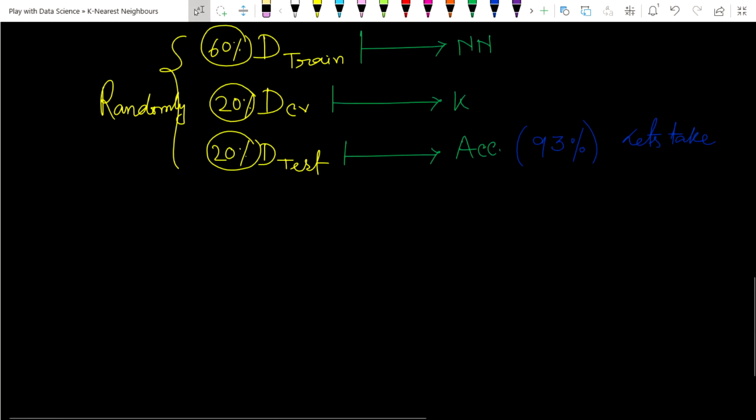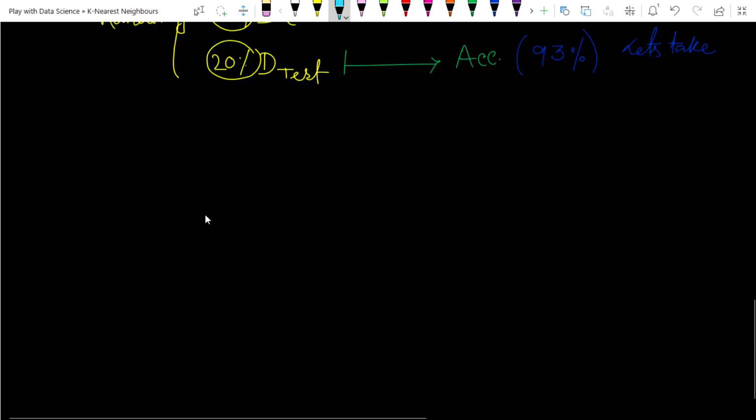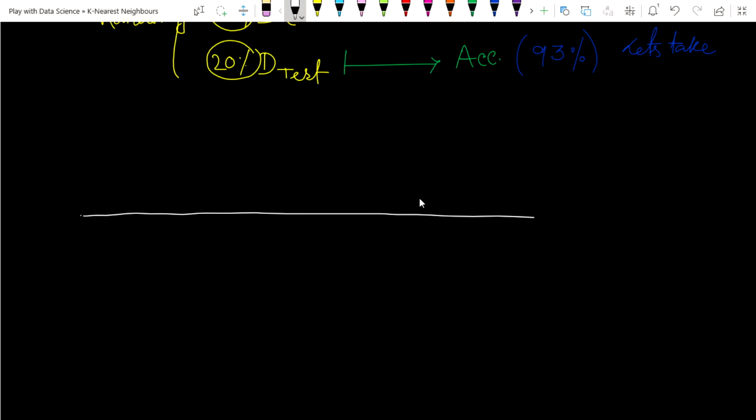So if our accuracy is 93%, can we actually conclude that our model will give the same accuracy for future unseen data? Why not? I think if we draw some pictures, it will be clearer for all of you.